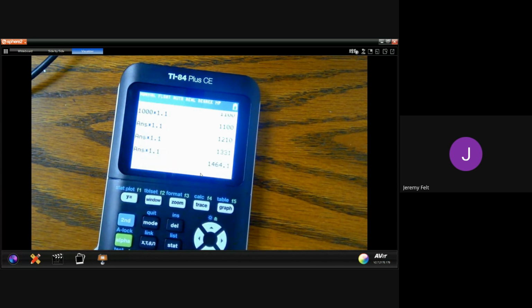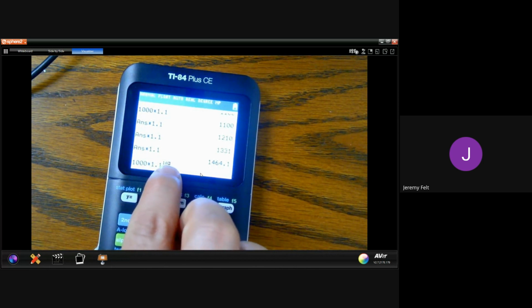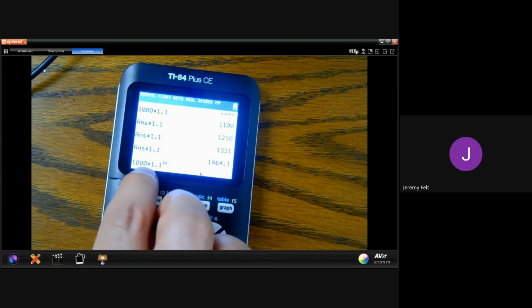We can also use exponents, 1,000 times 1.1 to the power of whatever the number of years. So let's say it's 10 years. 1,000 times 110% of 1.1 to the power of 10, because this is going to count for year 1, year 2, year 3, because it's going to multiply it by itself 10 different times. Okay, so there we go.